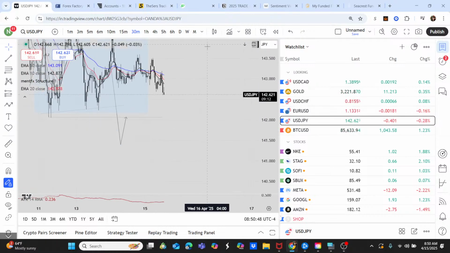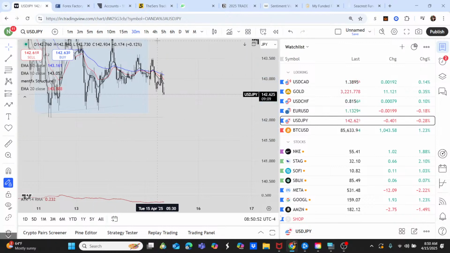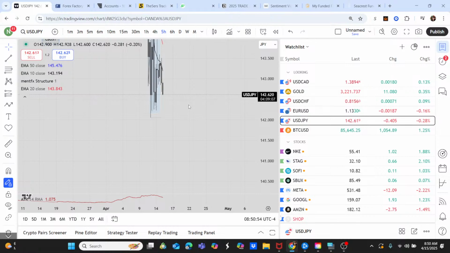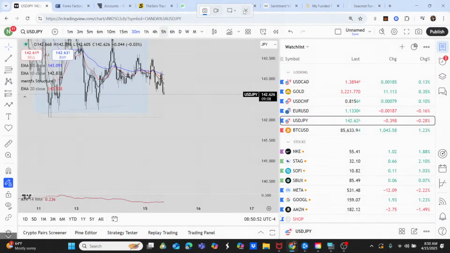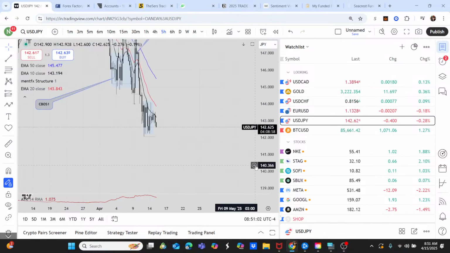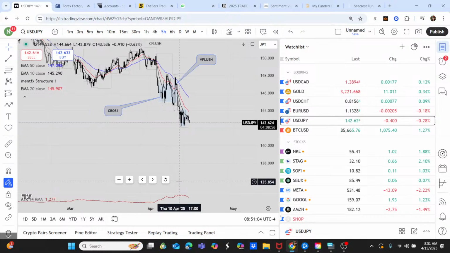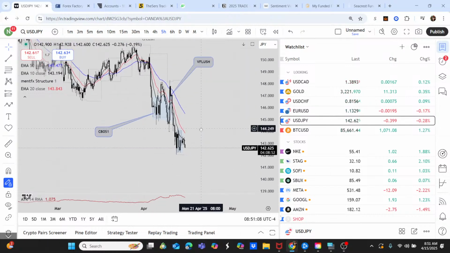Ew, like this market condition just looks trash. Took out my screenshot too. Market condition just looks trash. Like, I don't sit here trying to force anything. Nothing.